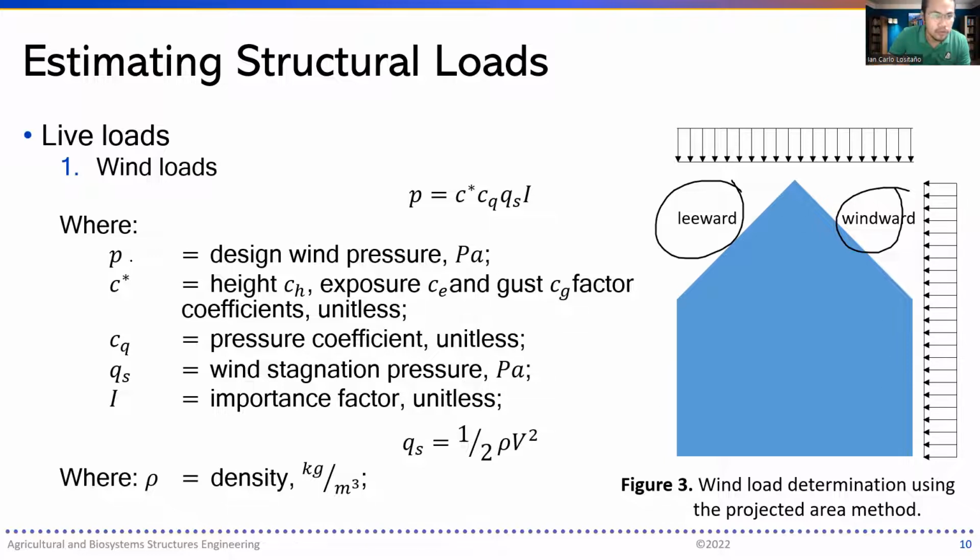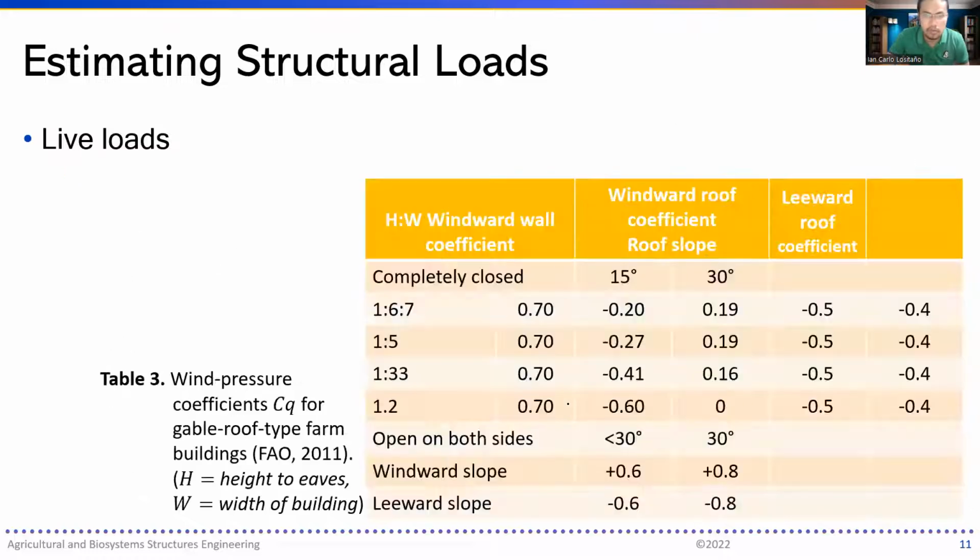Okay, so you have your P, design wind pressure, equals to the C, C asterisk, height CH, exposure CE, and gust factor CG coefficients. These are the coefficients and are unitless. So the CQ is the pressure coefficient. QS is the wind stagnation pressure, Pa, which is also determined using the 1/2 rho V squared. That's a familiar equation, I think. That's a QS. That's pressure. And the I is the importance factor, and it's unitless.